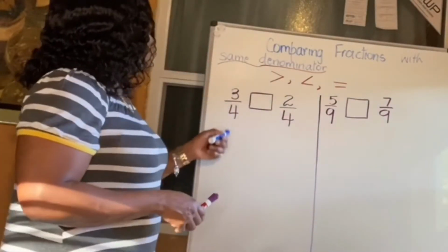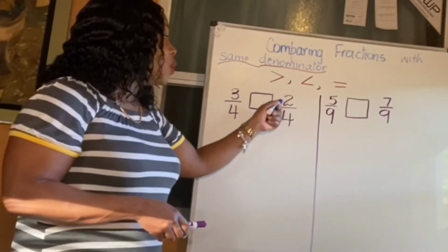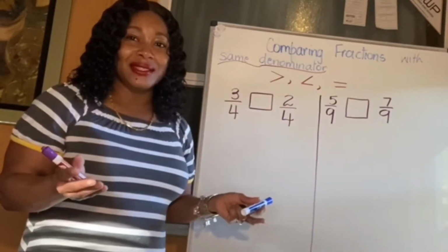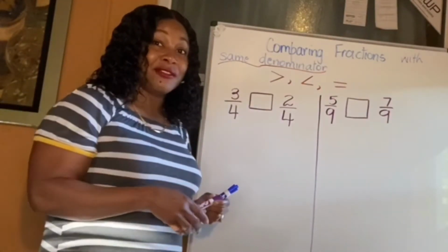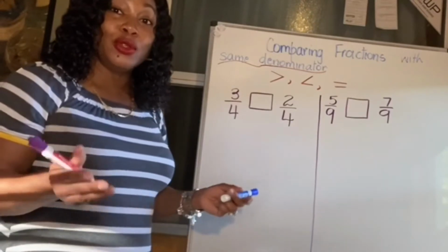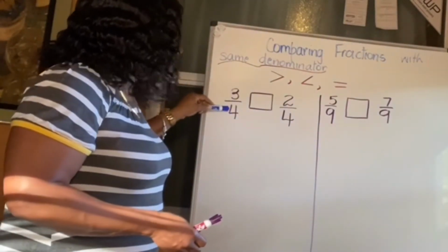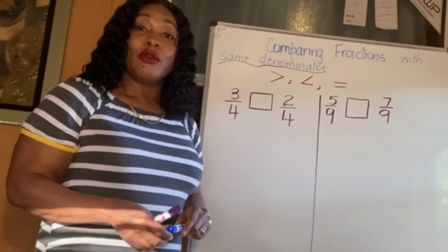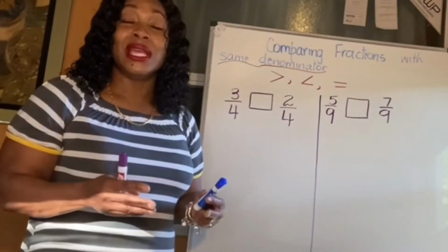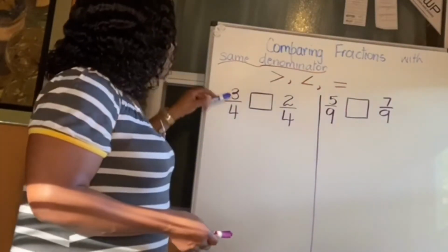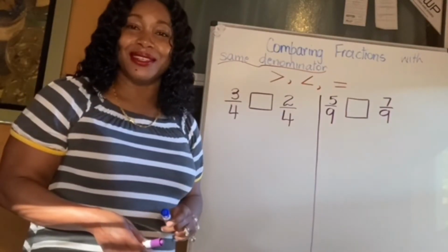Now, we have 3/4, and we're going to compare it to 2/4. This is pretty easy. Once they have the same denominator, and let us remind ourselves, a fraction is divided into two parts. The top number is the numerator, the bottom number is the denominator. Remember, the denominator tells us how many parts the whole is divided into, and the numerator tells us how many parts of the whole is being considered.